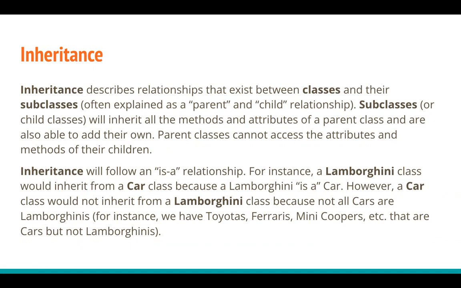For example, a Lamborghini class would inherit from a car class because a Lamborghini is a car. In this case, Lamborghini is the child class and car is the parent class. However, a car class would not inherit from a Lamborghini class because not all cars are Lamborghinis. You wouldn't say a car is a Lamborghini. Toyotas, Ferraris, and Mini Coopers are also cars, but they're not Lamborghinis. So it's always important to remember the relationship between classes, so that you can use that knowledge to look up certain methods or variables in the parent class.